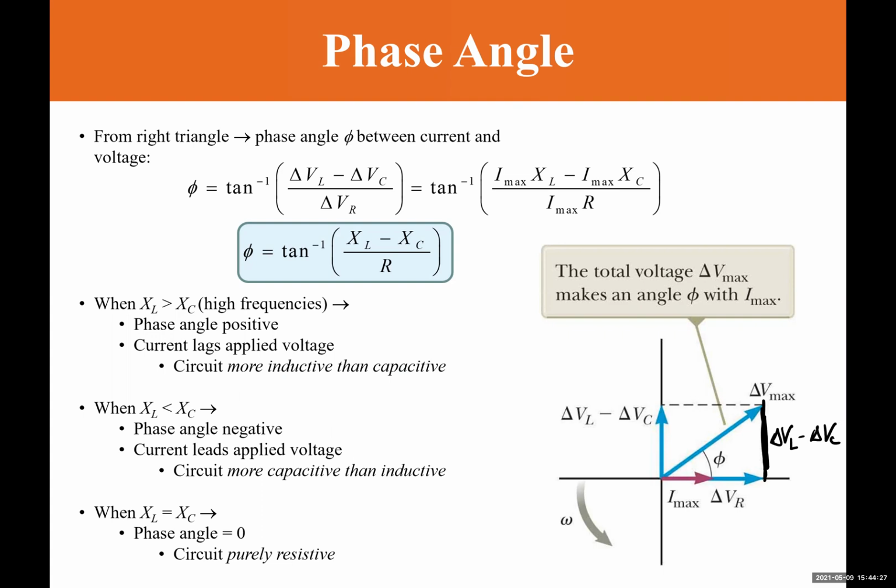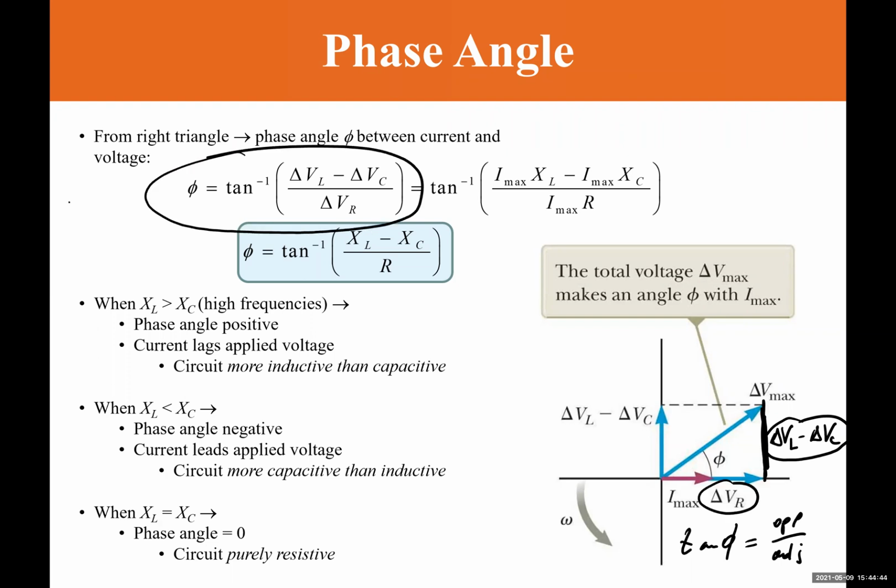Then I can use the tangent of phi, right? So tangent of phi is equal to the opposite over adjacent, where my opposite is delta VL minus delta VC, and my adjacent is delta VR. Then I can use that to calculate phi by taking the inverse tangent of that. So you can see the inverse tangent of delta VL minus delta VC divided by delta VR.